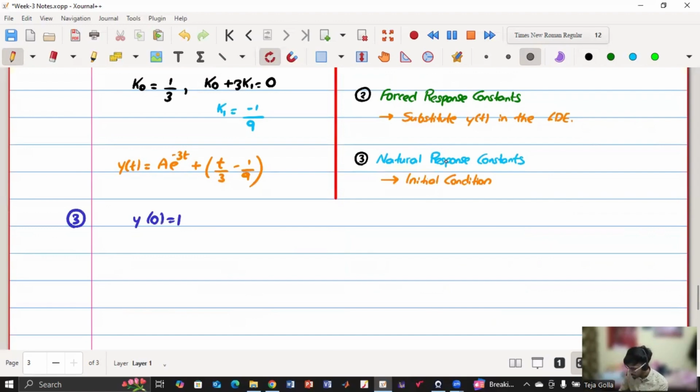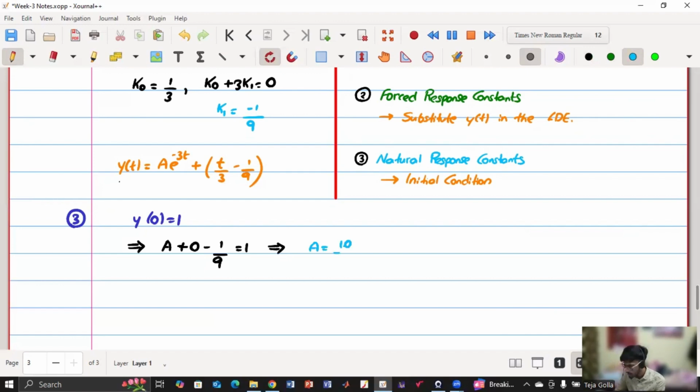So what is the y of 0 expression? You have to substitute t equals to 0 in this expression. Just directly put t equals to 0: A plus 0 minus 1 by 9 equal to 1. So now what is the value of A? A is equal to 1 plus 1 by 9, that is 10 by 9. Very good.